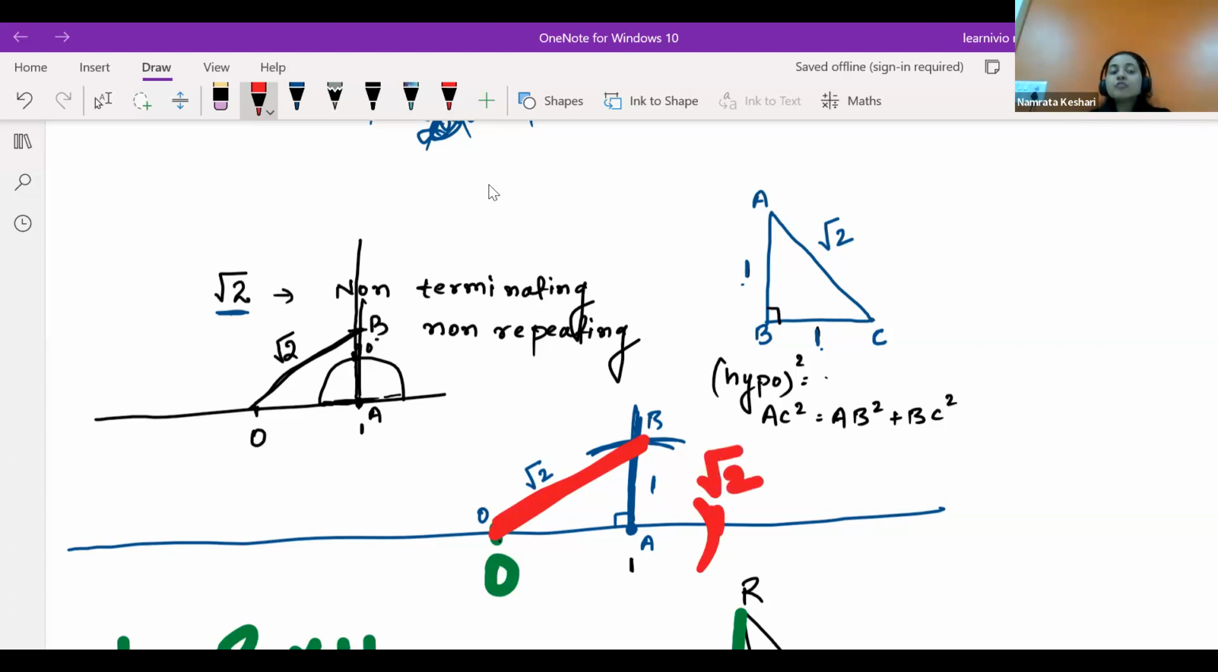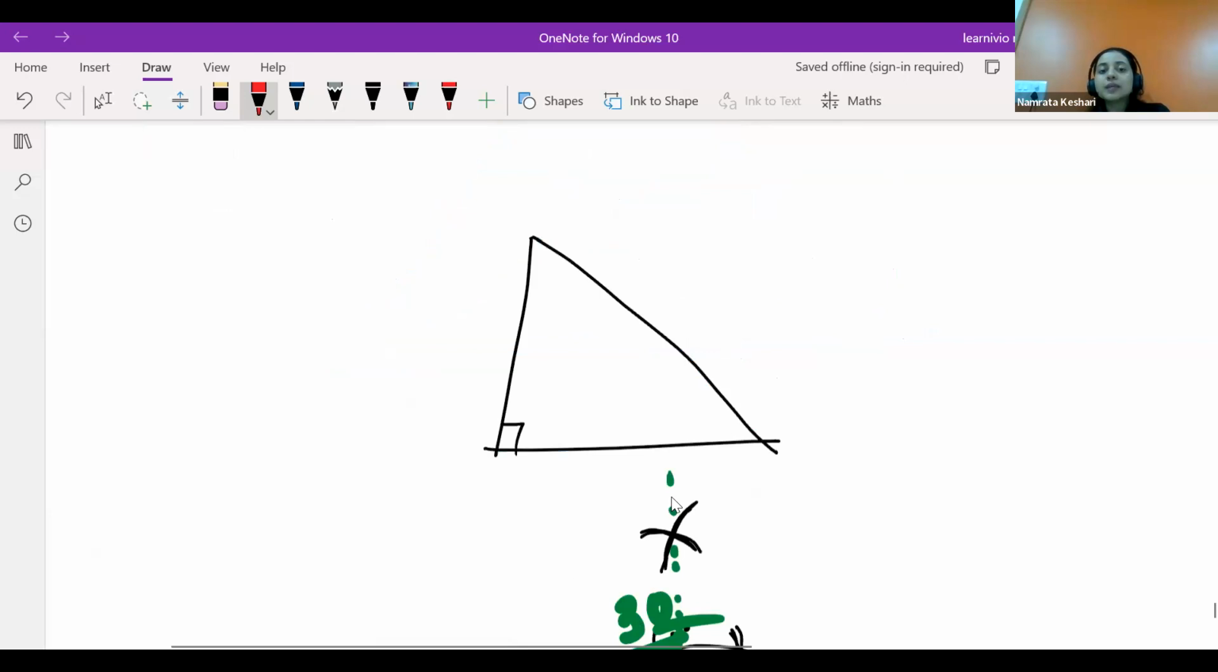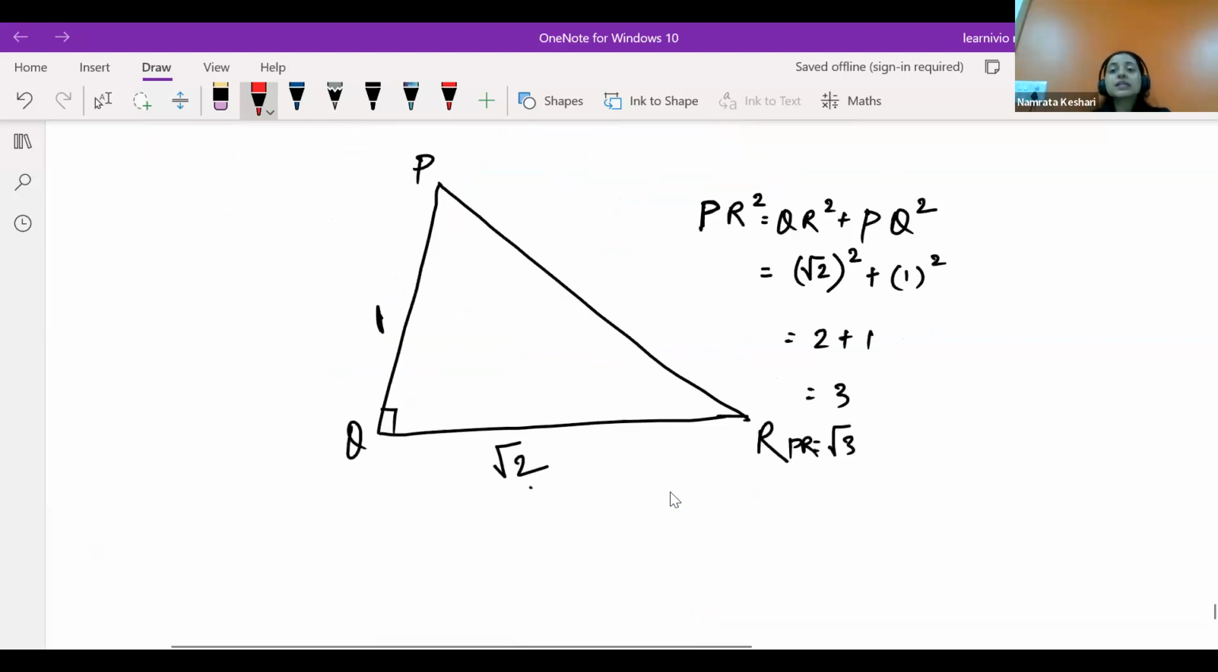For constructing and locating root 3, are we supposed to locate root 2 at first? Yes. For locating root 3, at first we are supposed to locate root 2, then only we will be able to locate root 3 on the number line, because root 2 is required over here. At first you locate root 2, then you will be able to locate root 3.